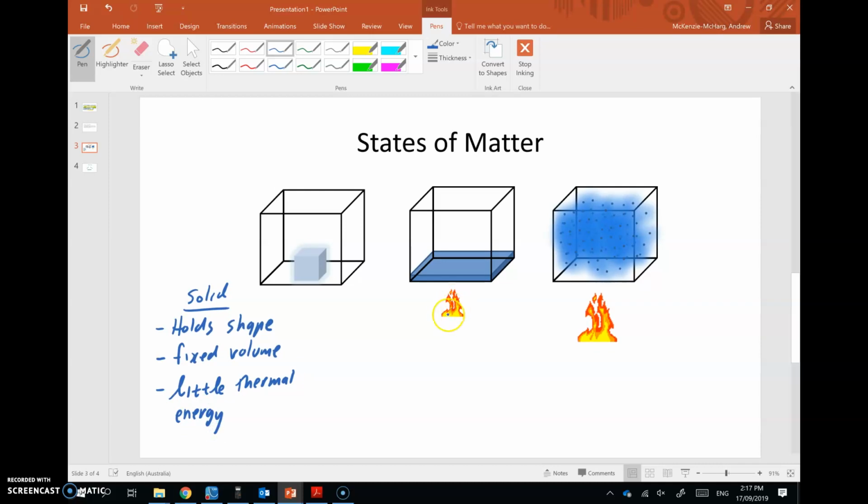Now if we add some heat, we move to the liquid phase. This takes up the shape of the container in this state. So like a glass of water, you put water into a glass, depending on the shape of the glass, that's the shape that the water will take. It has a free surface, free to move about. Fixed volume still. And there is some more thermal energy than when it was solid.